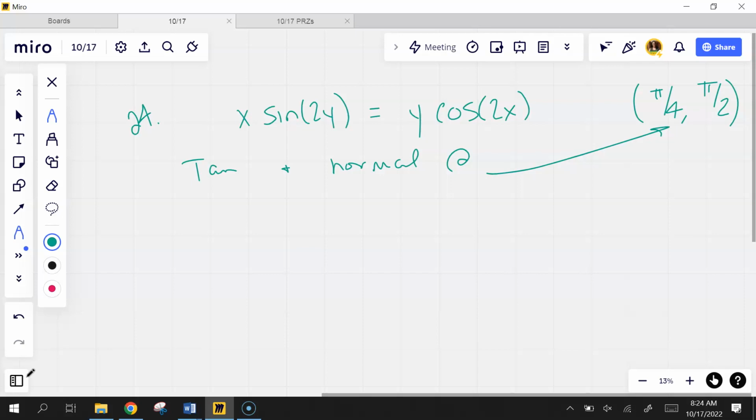What should I do? Find the derivative. Remember, when in doubt, find the derivative. It's going to do something somewhere. So let's find the derivative. Derivative here would be dy/dx, right?